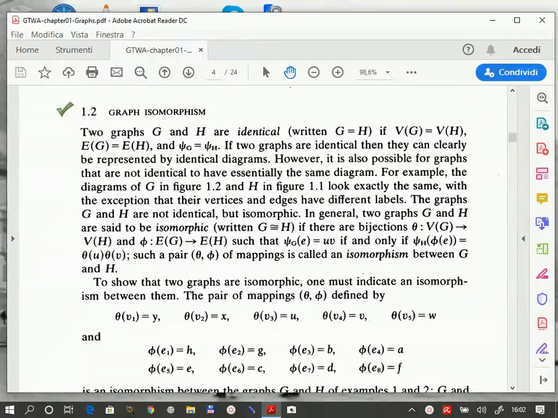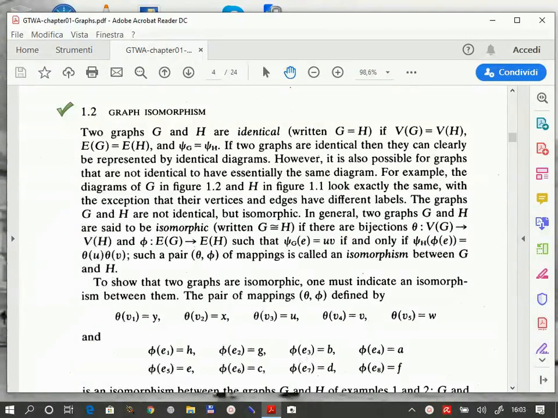Now we have to talk about graph isomorphism, meaning that two graphs are identical means they are exactly the same thing, not that they look the same, but they are exactly the same thing, meaning same vertices, same edges, and same incidence function, the same object. You might have two different drawings, as we have already seen, two different diagrams of the same graph, but identical means identical in the three parts of it: vertices, edges, and incidence function.